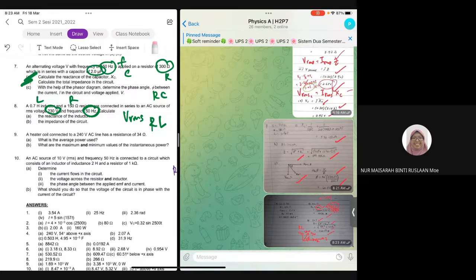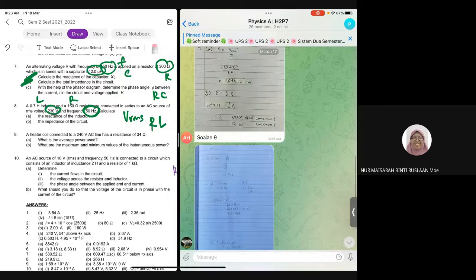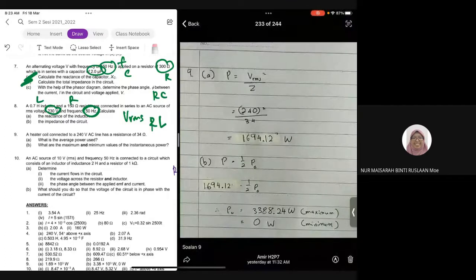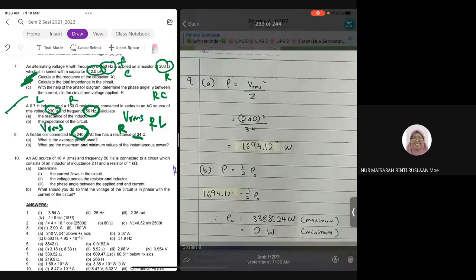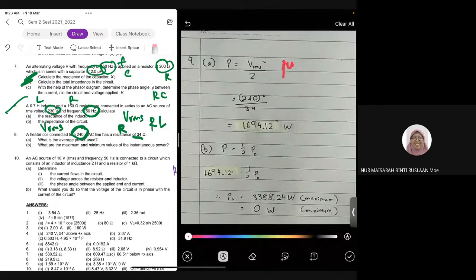Question number 9. Okay. Question number 9. A heater coil connected to 240 AC. So ini adalah VRMS. Kenapa saya cakap VRMS? Because dia cakap AC line. So ini adalah AC punya lah, source punya lah. So they give you resistor is 340. So ini adalah case pure resistor. Pure resistor. Kenapa pure resistor? Because we only have resistor here.